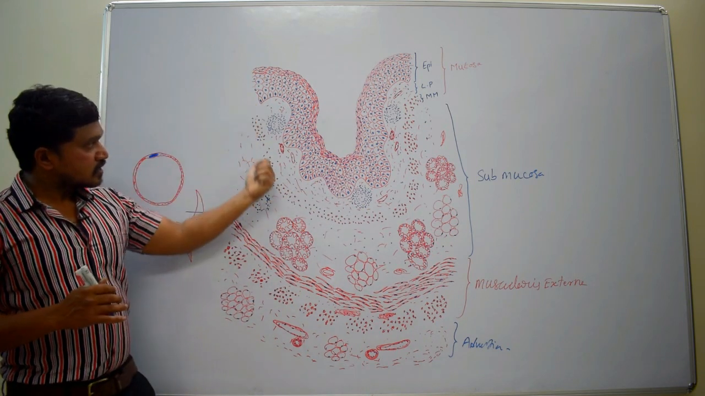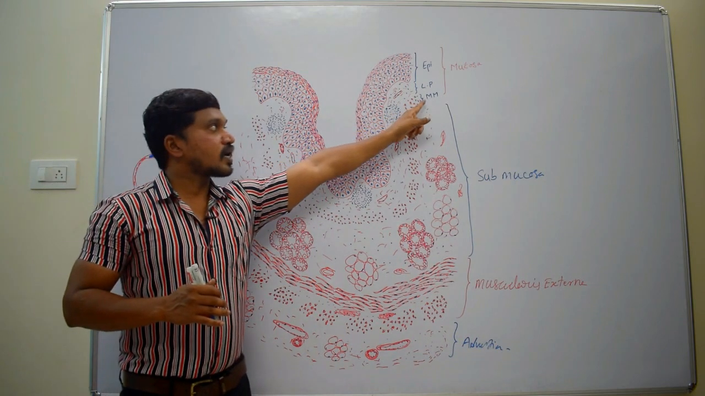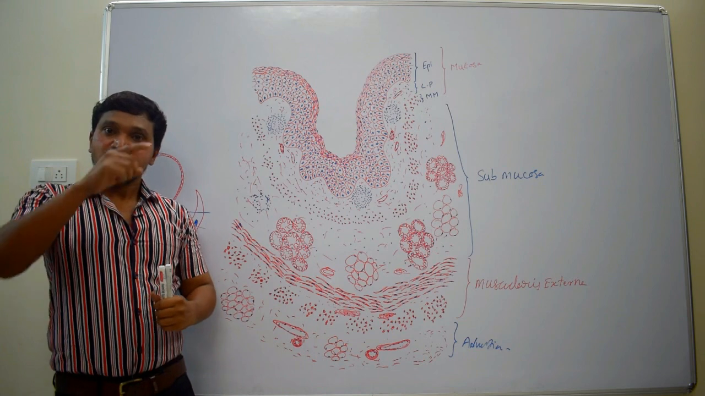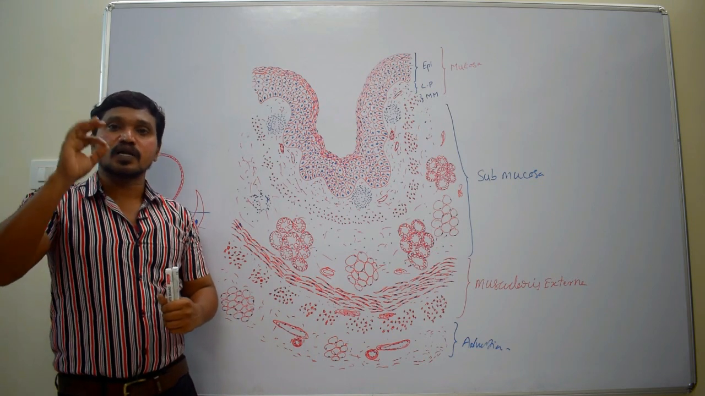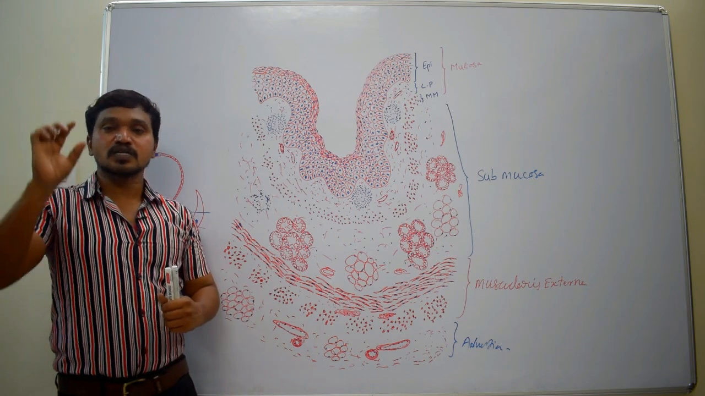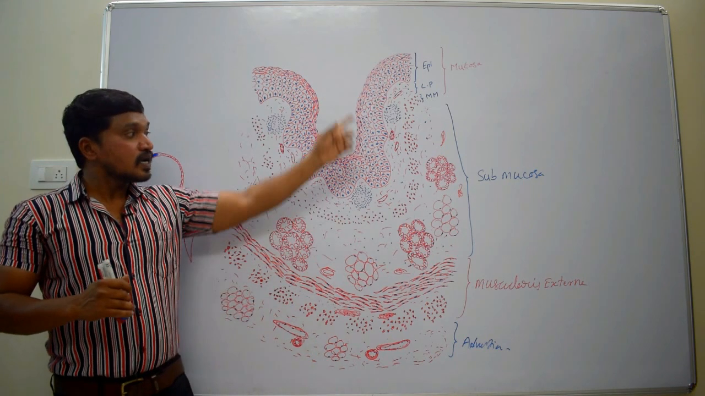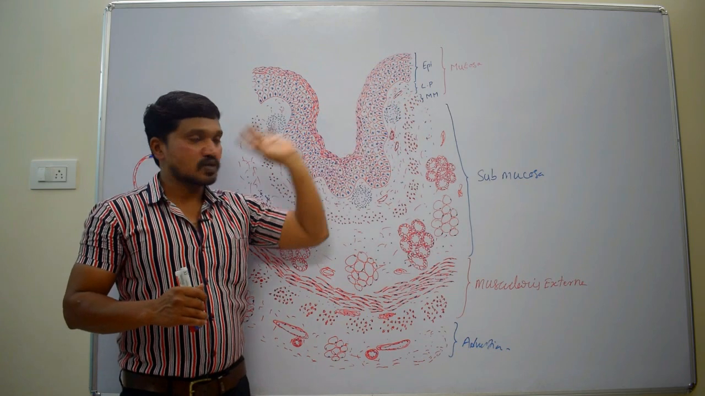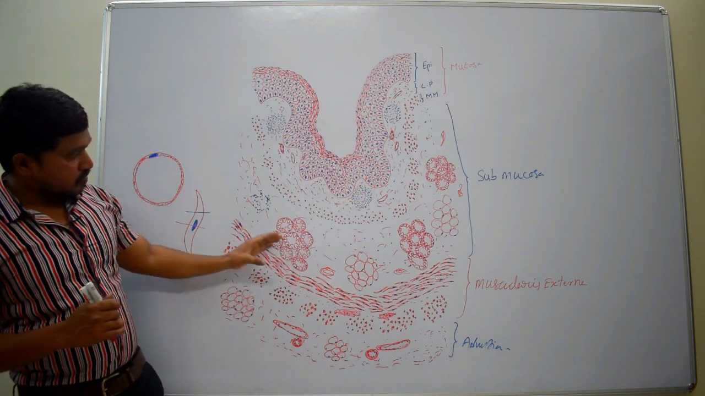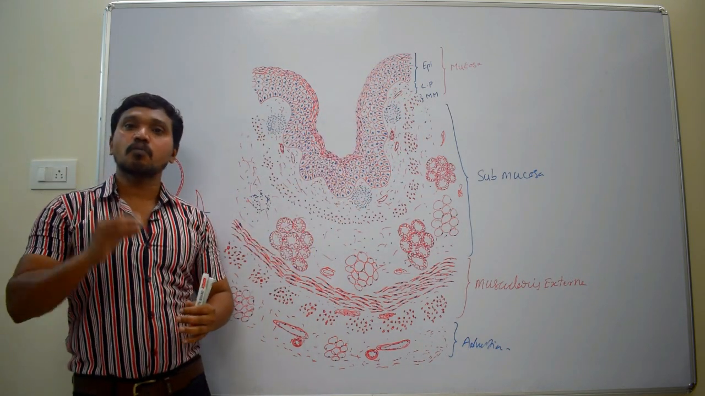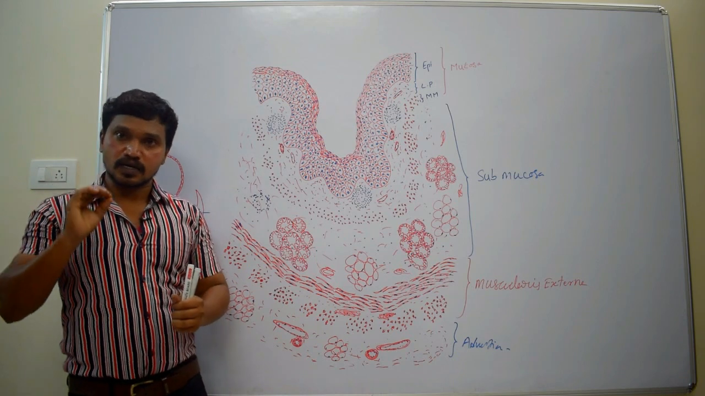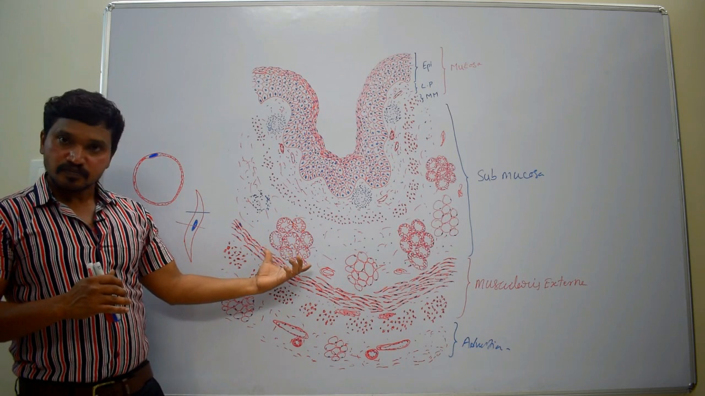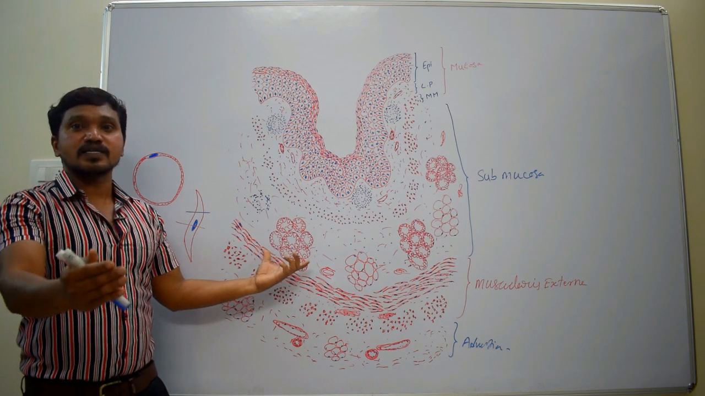Then the next layer is muscularis mucosa. Muscularis mucosa usually is made up of inner circular, outer longitudinally arranged muscle fibers. But in the case of the esophagus, abundant longitudinally arranged muscle fibers will be present. So that is muscularis mucosa. Then submucosa. Submucosa is made up of moderately dense irregular connective tissue. This connective tissue contains glands. That means submucosa contains glands.